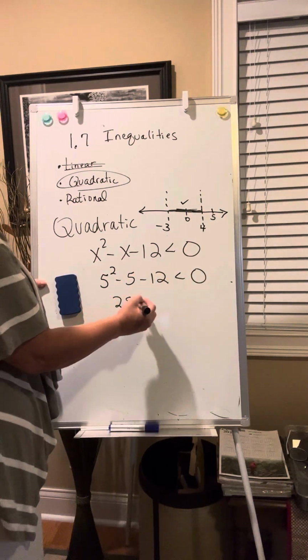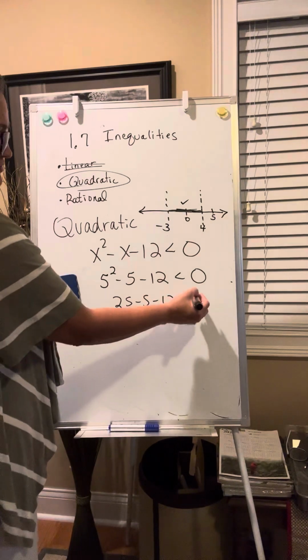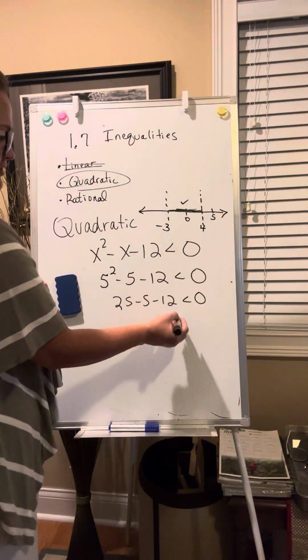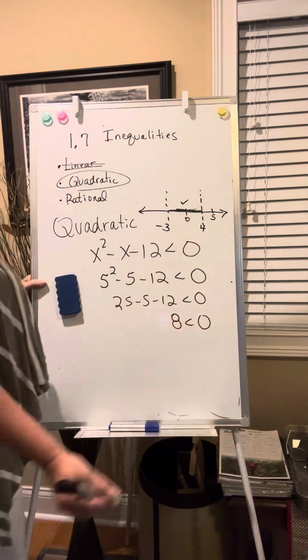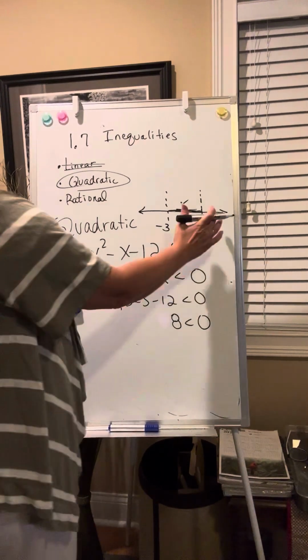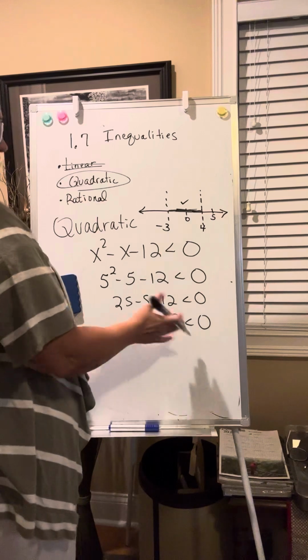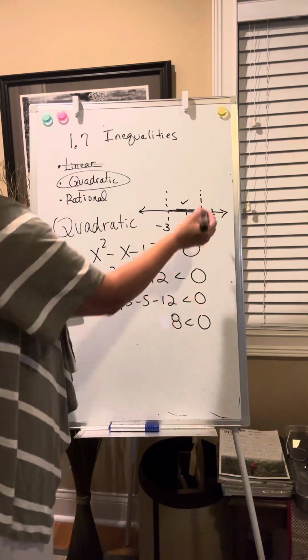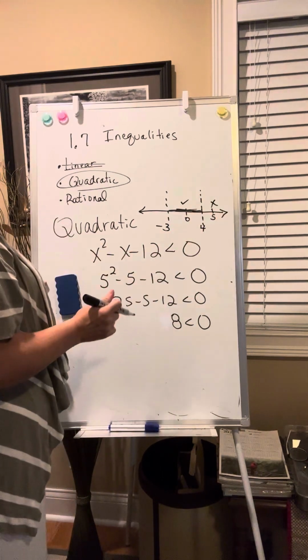That's 25 minus 5 minus 12. Feel free to use your calculator. That's 8. Is 8 less than 0? And no, it is not. So 5 does not work to give a real solution, something that works. So it's not shaded.